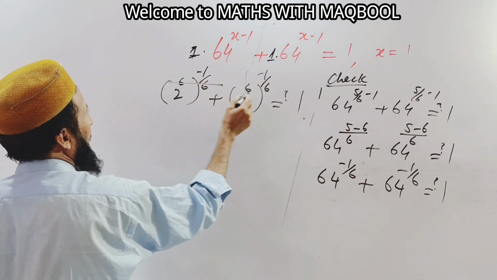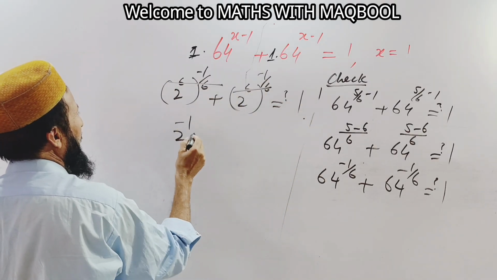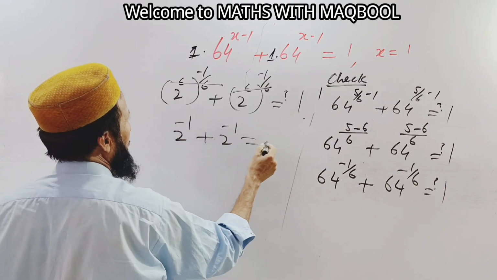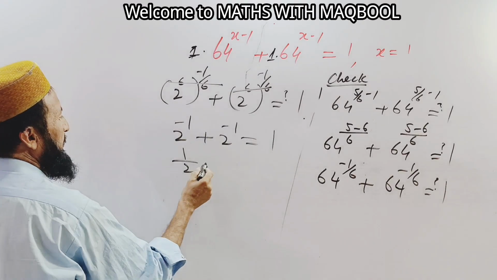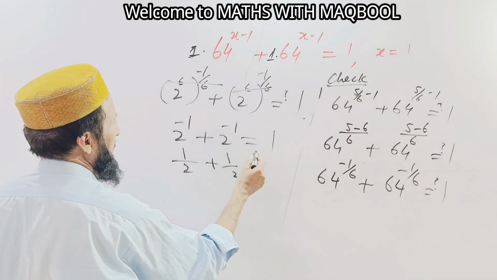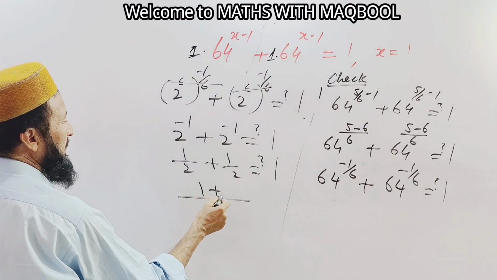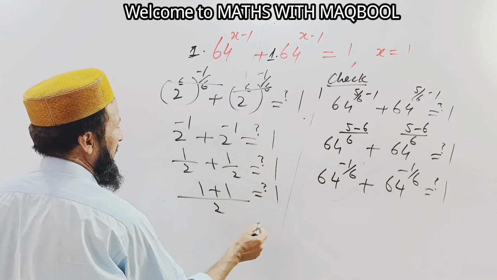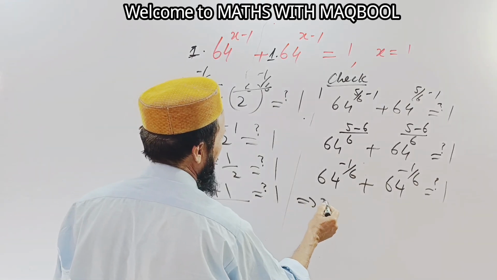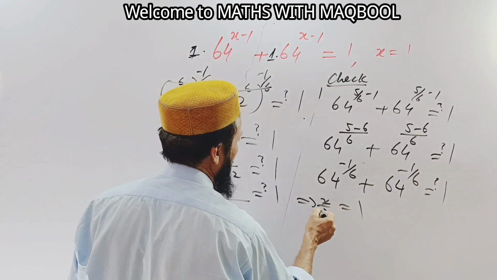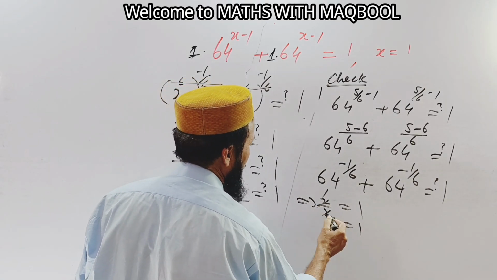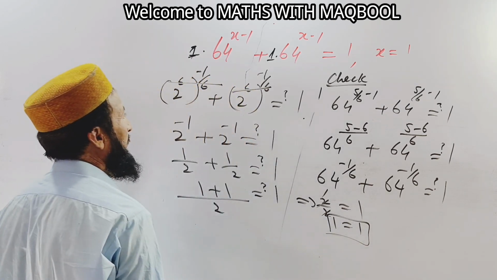Now the powers are cancelled, so we get 2^(-1) and 2^(-1). That is 1/2 plus 1/2, is it equal to 1? Taking LCM 2, 1 plus 1 over 2, so this will be equal to 2 divided by 2, which is equal to 1. Both are equal, 1 is equal to 1. So our solution is correct.